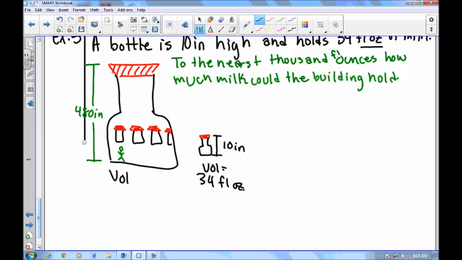We don't know the volume of this building. That's what we're asked to find. Okay? So when you look at both pictures, the regular size bottle of milk and the building size bottle of milk, we need two corresponding sides that we know the measurement of both in order to write a similarity ratio.